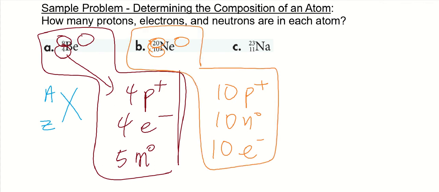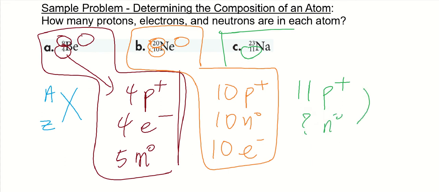And let's do finally sodium. 11 is the atomic number, so that tells us it has 11 protons. The mass comes from the protons and the neutrons, right? So these 2 have to add up to 23. That's the mass number on the top. Okay, so 11 plus what will give you 23?